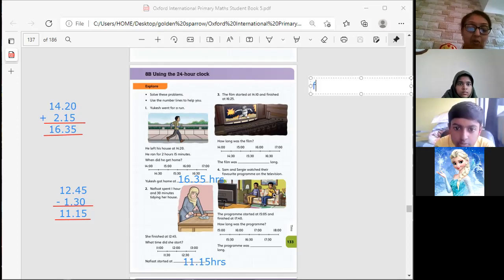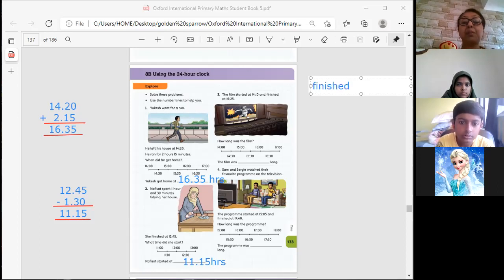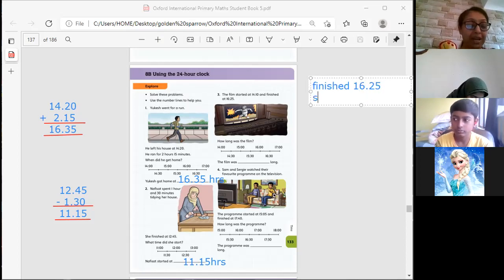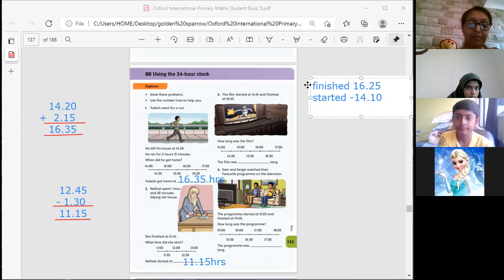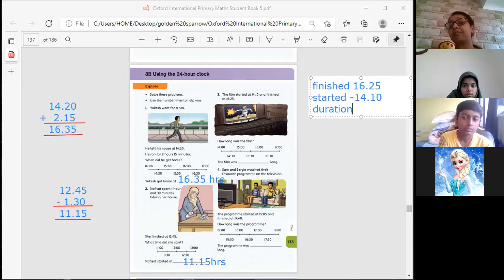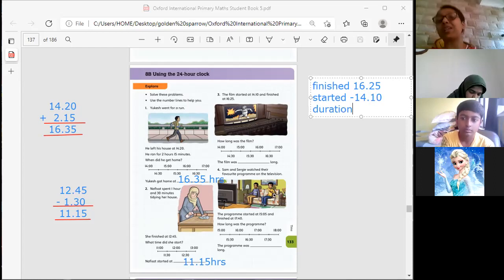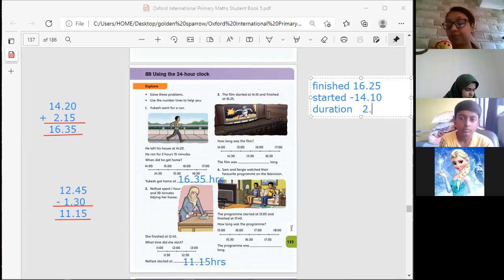Minus, subtract. So first I will write the finished time, because the finished time is going to be more. So I'm going to write 16:25. Then I'm going to write the started time and subtract 14:10. Will I know the duration of the film? Yes. So if I do 16:25 minus 14:10, what am I going to get? 2.15. So the duration of the film is 2 hours and 15 minutes.